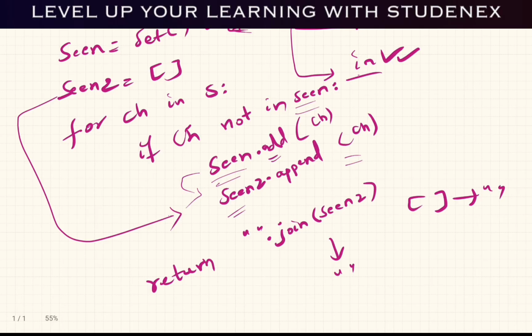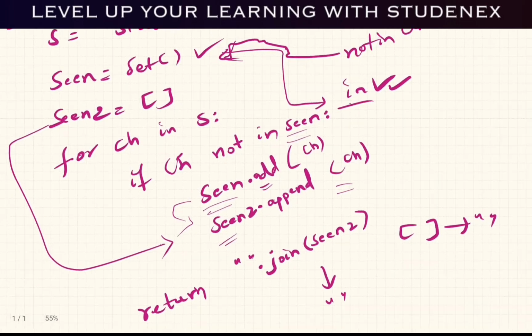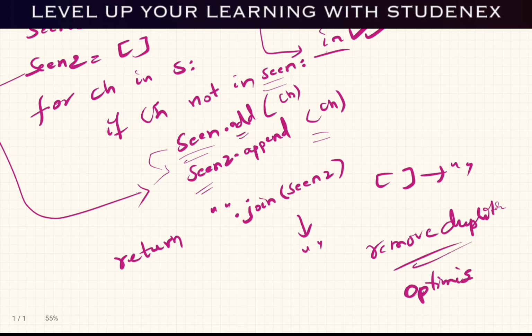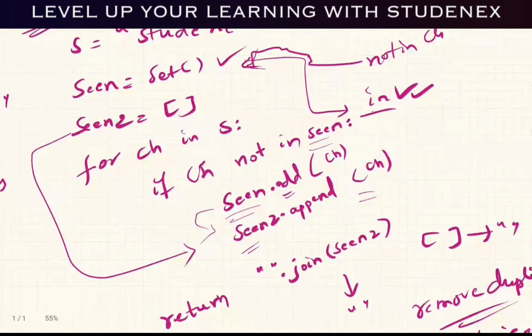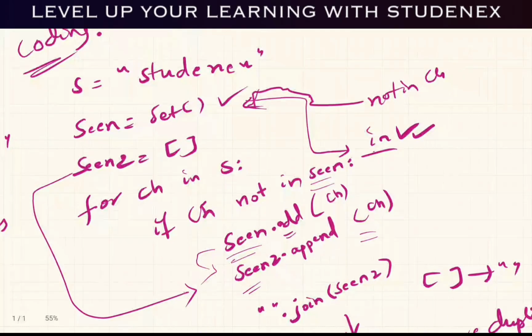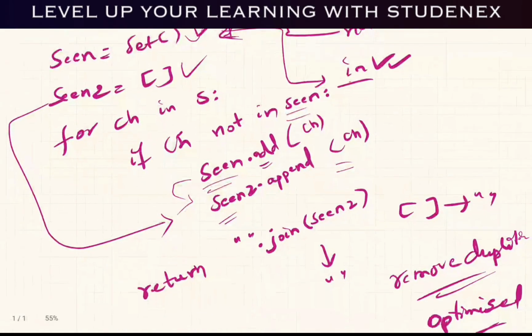I hope you understand this question. Basically this removes duplicates and returns the result. It is a very optimized solution. Don't forget to solve this question. It is quite tricky but very easy. You just take the input, take a set, and take an array to store the values. Then we go through each character.